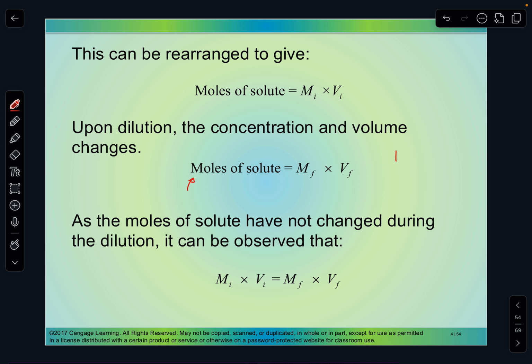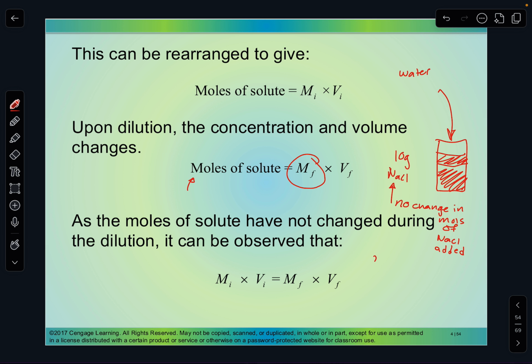So if you took 10 grams of NaCl, you put it into a flask with water, you made a 10 gram NaCl solution. If you increase the amount of water, you add some water, you pour that in there, and now you have this much. The amount of NaCl that you added does not change. No change in moles of NaCl added. And so that's what we see here. Once you change the amount of volume, you can calculate a new molarity by using this equation here.